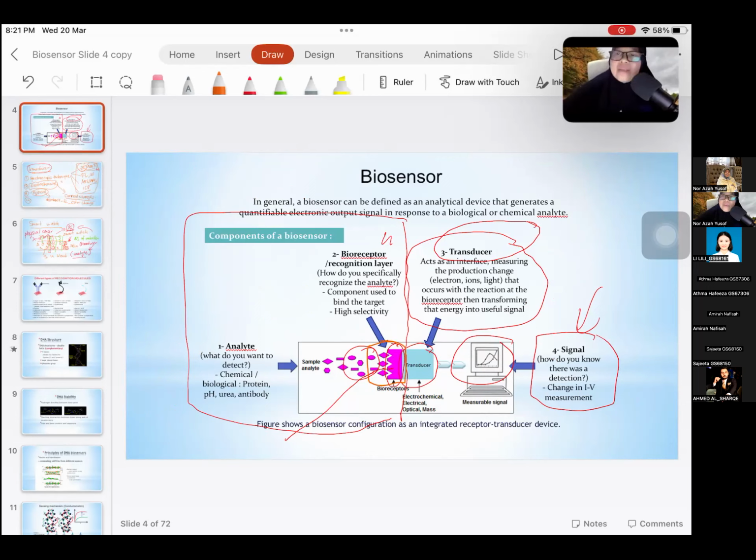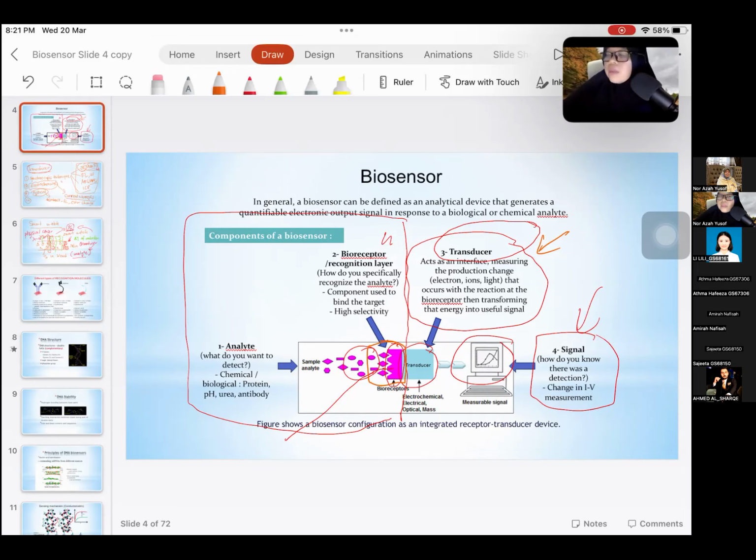Questions? I hope that you understand transducers now, yeah? It is written here, measuring the change that occurs with the reaction at the receptor, regardless if it is chemical or bioreceptor. Then transforming the interaction into a useful, measurable signal. If it is color, then we can measure the colors. If it is current, we can look at the current. If it is intensity of fluorescence, we can look at the intensity of the fluorescence changes, as well as absorbance.